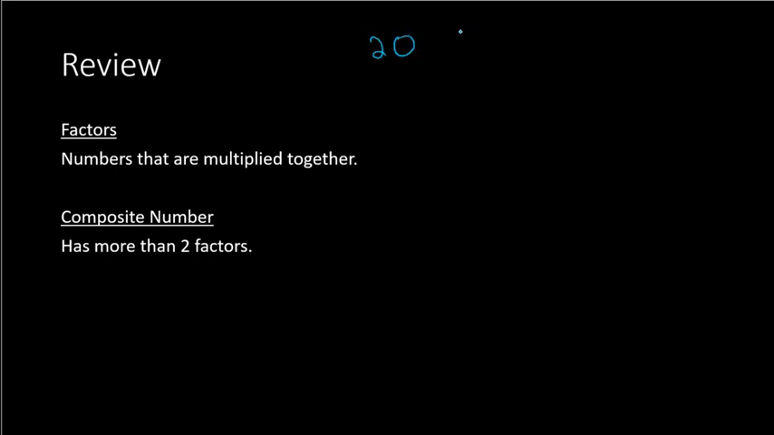And then the next term is going to be prime numbers. But to understand prime numbers, we also need to understand what a composite number is. So a composite number, remember, has more than two factors. For example, 20 would be composite because 1 times 20, 2 times 10, and 4 times 5 give us the factors 1, 2, 4, 5, 10, and 20. So there are 6 factors here, and because it has more than 2 factors, this is composite.